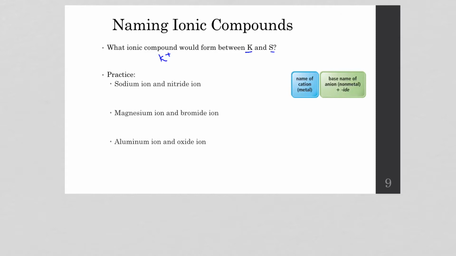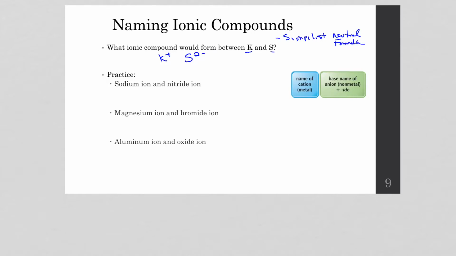And sulfur is in group 6. So elements in group 6 will form a 2 minus charge, or in other words, they'll gain 2 electrons to become like a noble gas. So once we have the ions here, we can now put it together. And now remember, when we put these ionic compounds together, we always want to put together the simplest neutral formula.